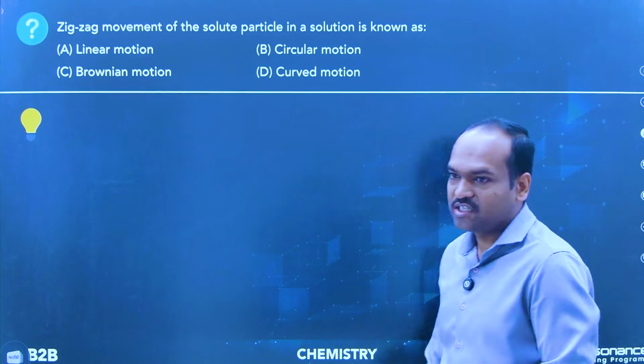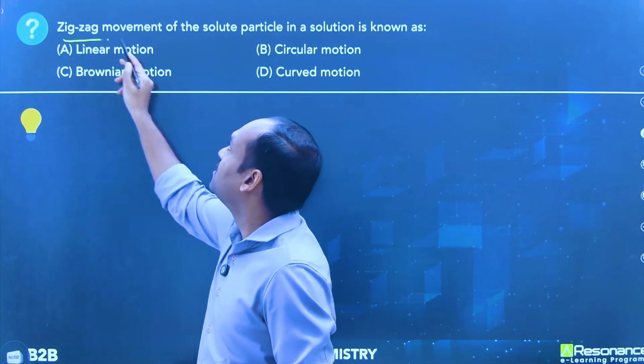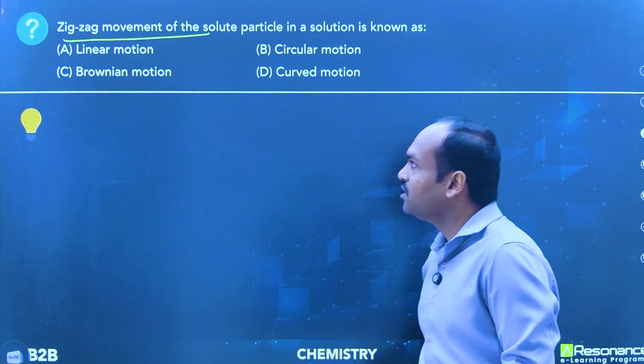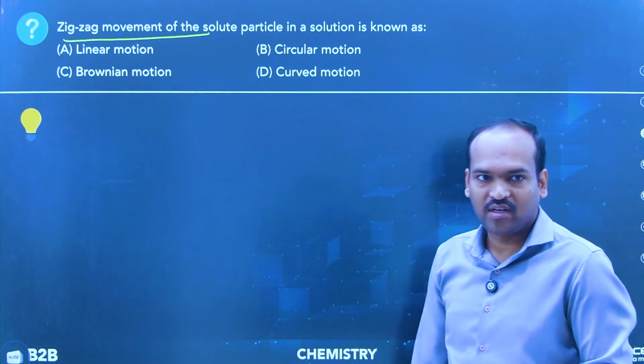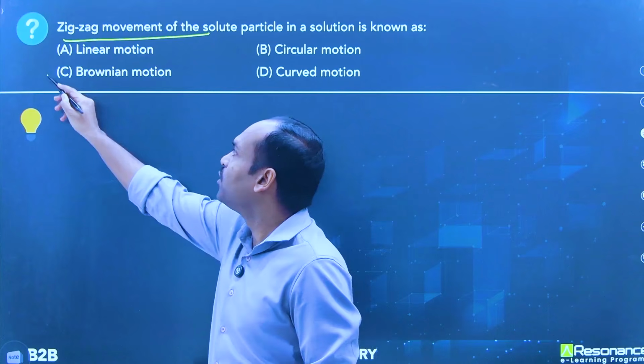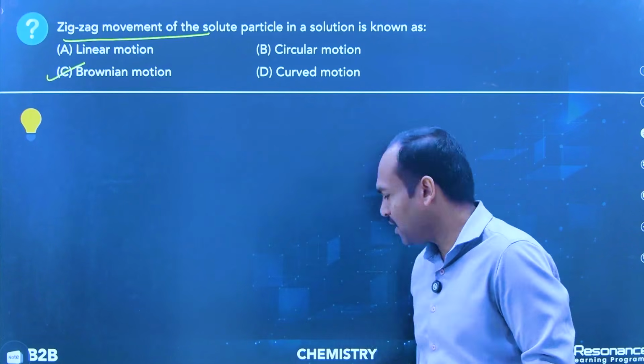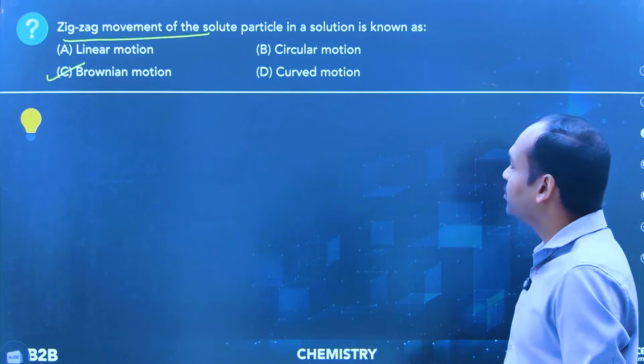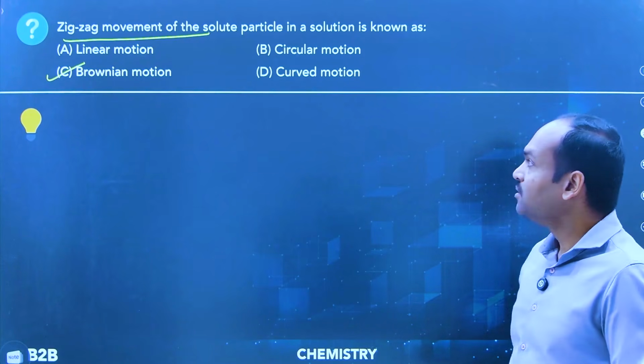yesterday we discussed zigzag movement. Zigzag movement of solute particles in a solution is known as Brownian motion. Okay, this is known as Brownian motion. Clear? Brownian motion.